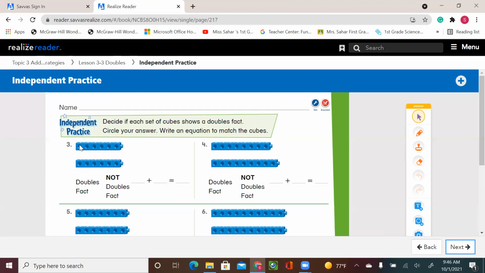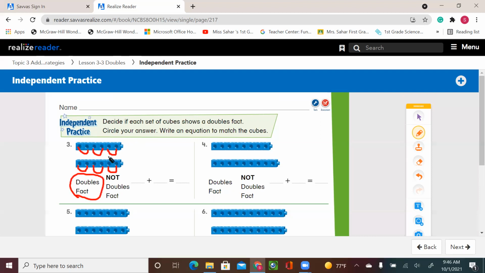Let's count again. Let's see how many in each row. 2, 4, 6. Now I know I have 6 in one row and I can tell the second row is the exact same size, not more, not less. But I want to double check. So I had the first one 6 and if this is doubles, this one also should be 6. Let's try 2, 4, 6. So to me, this is a doubles fact.